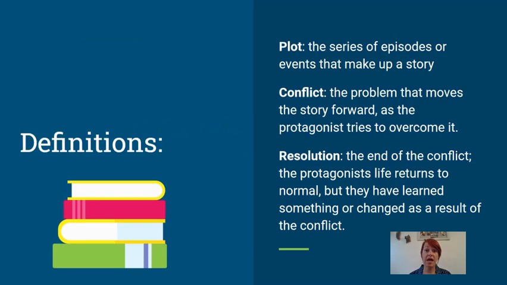So the first is plot, which is the series of episodes or events that make up a story. The second is conflict. This is the problem that moves the story forward as the protagonist or main character tries to overcome that problem. And finally, we have the resolution. This is the end of the conflict. The protagonist's life returns to normal, but they have learned something or changed as a result of the conflict. It helps to remember that the resolution of the story is the solution to the problem.